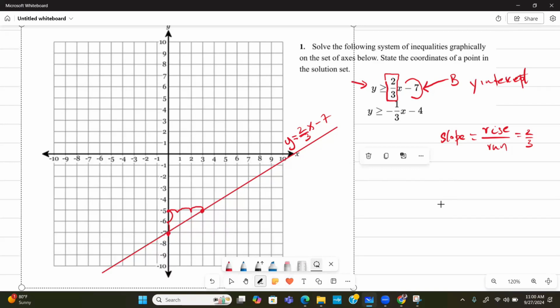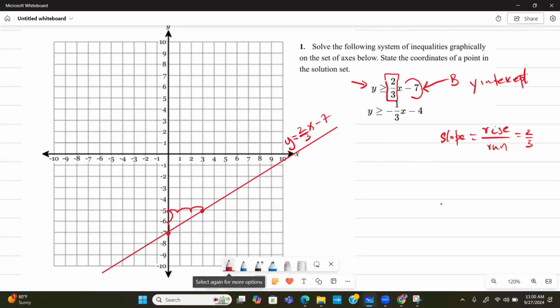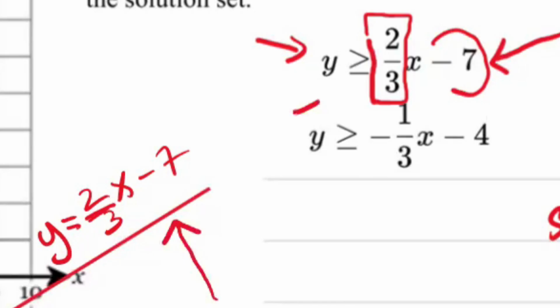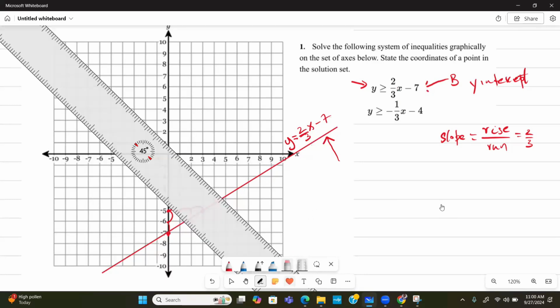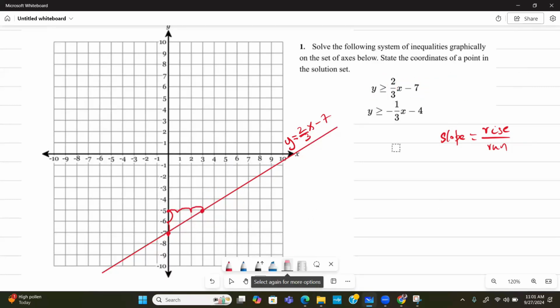Another thing I need to make us aware of is my solid line here. I'm using a solid line here because there is a bar underneath my inequality. Because it says greater than or equal to, I have to use a solid line to represent that idea.